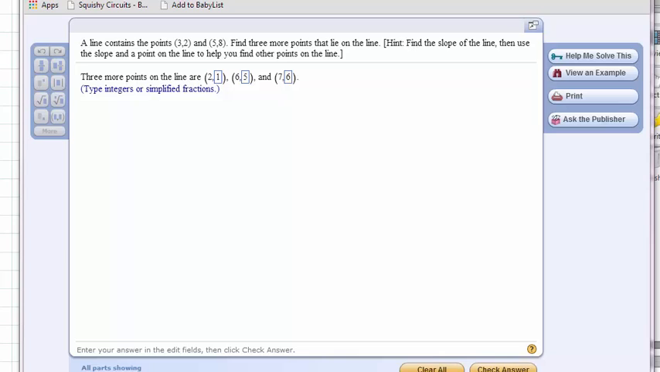a try. I've got a line that contains the points (3, 2) and (5, 8), and I want to find 3 more points that lie on the line. One of the hints is to find the slope and use a slope and a point to help us find the other points on the line. Okay, so let's find the slope first.